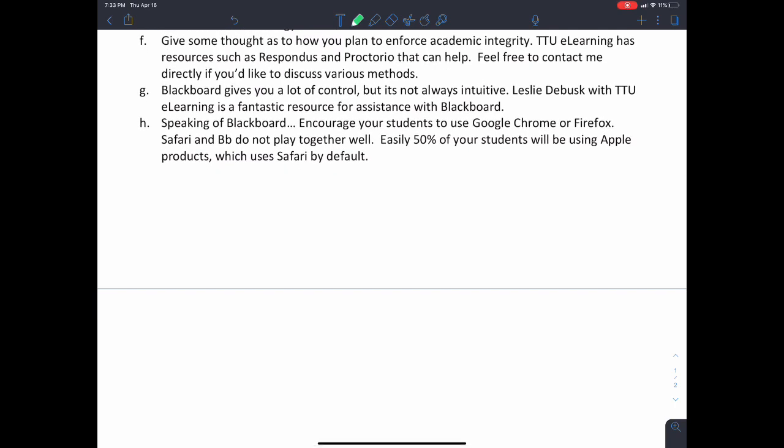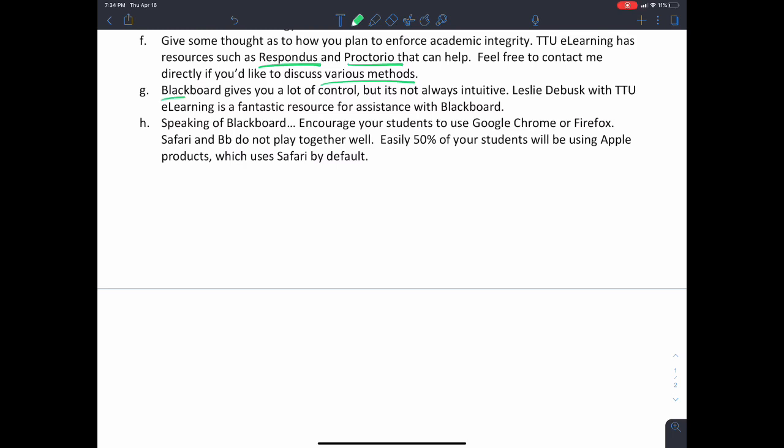Now, I'm sure you've already thought about how this is impacting academic integrity. Just make a plan on how you plan to reinforce academic integrity. TTU eLearning has resources such as Respondus and Proctorio. Respondus is a browser lockdown. Proctorio is technology dependent in that it requires that the student has a webcam. And they can tell you more about that. If you want to talk more about other methods, please feel free to contact me anytime, and we can discuss those various methods of enforcing academic integrity.